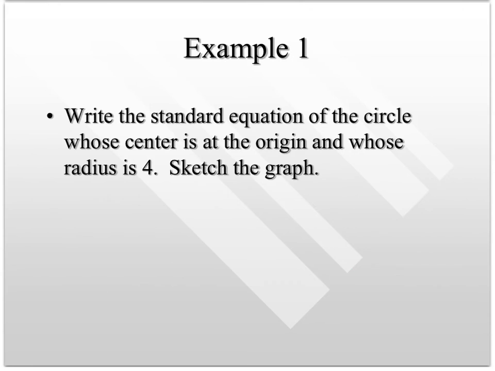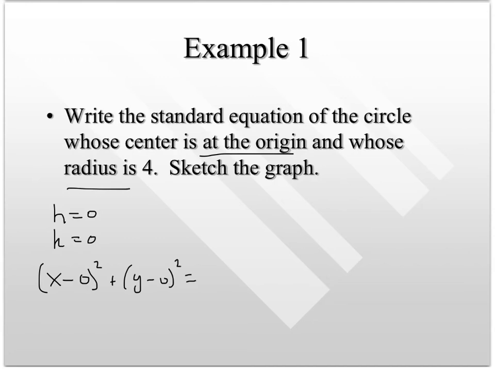To our first example, we want to write the standard equation of a circle whose center is at the origin and whose radius is 4, and then we're going to sketch the graph. So it'll be a quick graph, and I'll do it by hand, but the center, so h is equal to 0, k is equal to 0 because it's at the origin, so there's no shift. So if I wanted to look at the standard equation, I would have x minus 0 squared plus y minus 0 squared is equal to 4 squared. We really can skip this step. We just know it's x squared plus y squared is equal to 16.